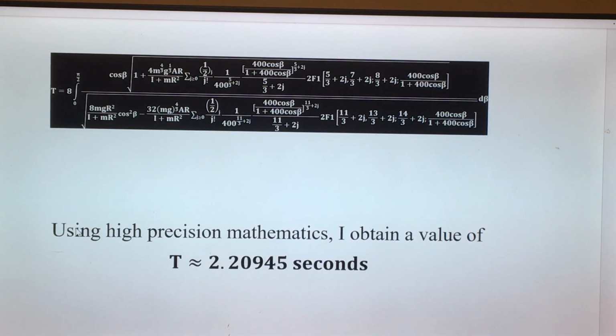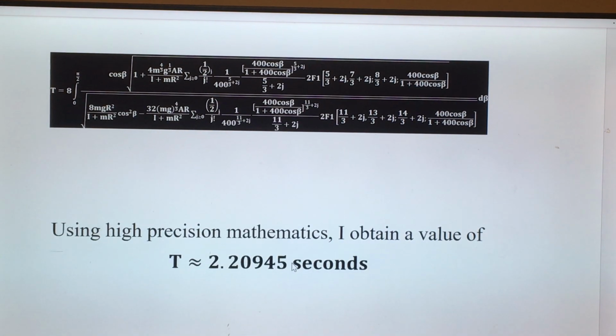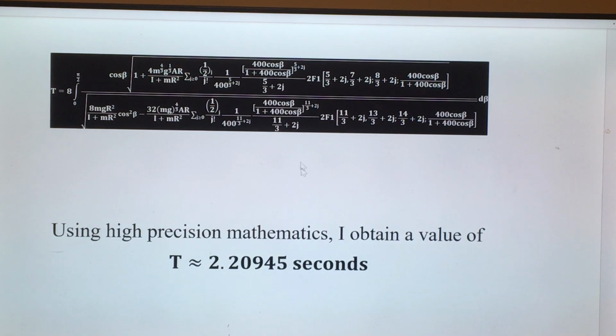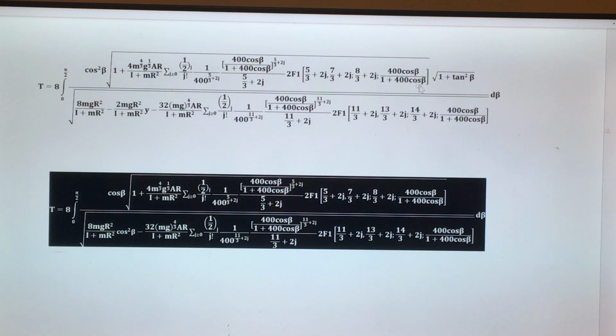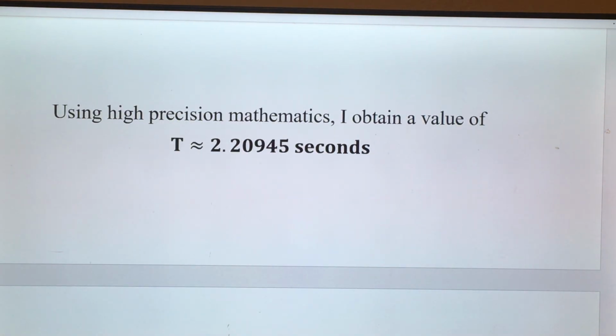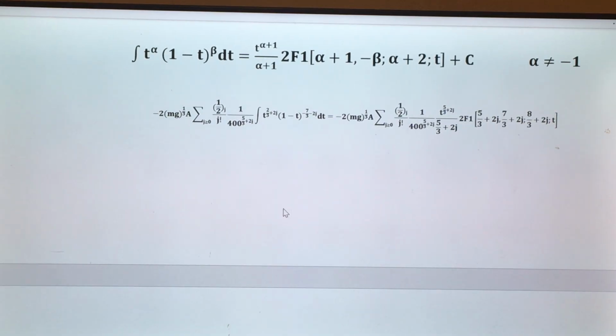Okay. So using high precision mathematics, I obtain a value. You can use Wolfram. I didn't put it in Wolfram. I put it in MathGPT, ChatGPT, and Gemini. All three give 2.20945 seconds. So approximately 2.20. So this is the time that the ball takes to come down to the bottom. 2.2095. Okay, here comes the deal now.